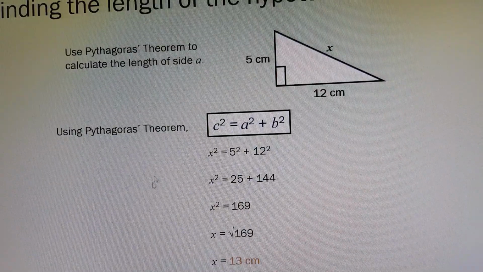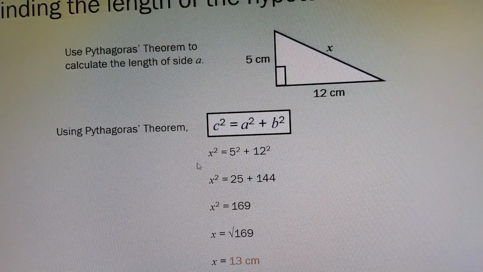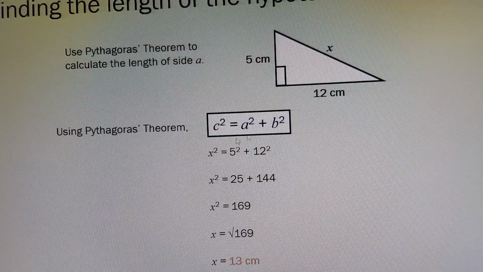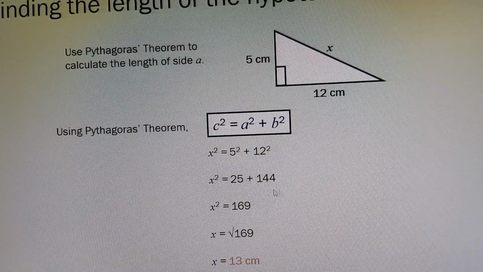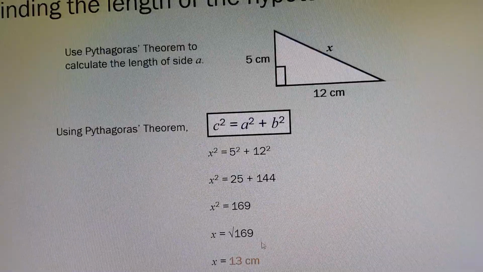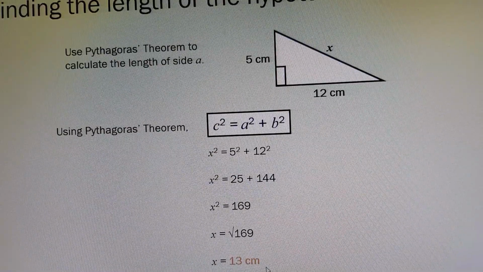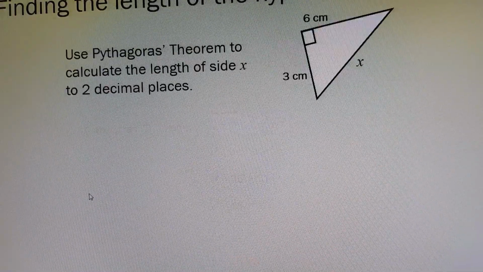That's the structure that you need to set out your work. Write down the equation, put in the values, work out the values, square root the answer, and then you find your result. Let's look at another one.